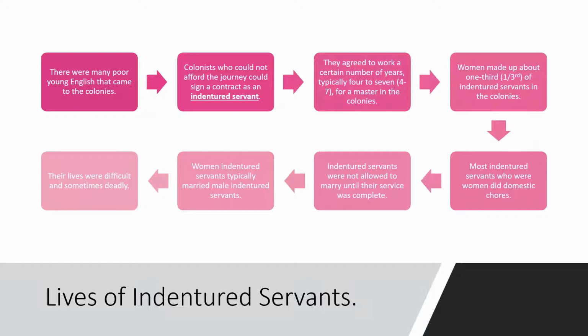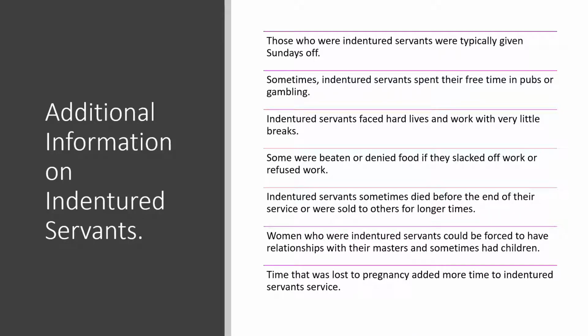Indentured servants were not allowed to marry until their service was complete. Women indentured servants typically would then marry another male indentured servant, but their lives were very difficult and sometimes deadly. Those who were indentured servants were typically given some days off, and most of them spent their free time in pubs or gambling. They faced hard lives and worked with very little breaks. Some were beaten or denied food if they slacked off work or even refused to work. Some indentured servants died before the end of their service, or they were sold to others for a longer time. So it might be the end of an indentured servant's service, and they might be sold to someone else and have to start all over again with 7 years or so.